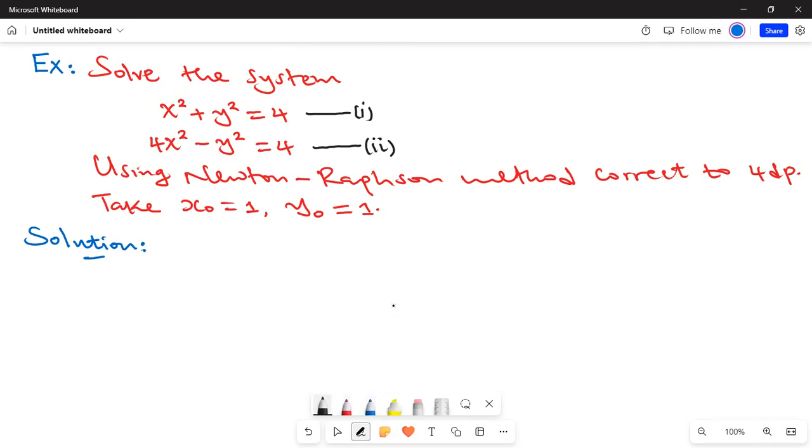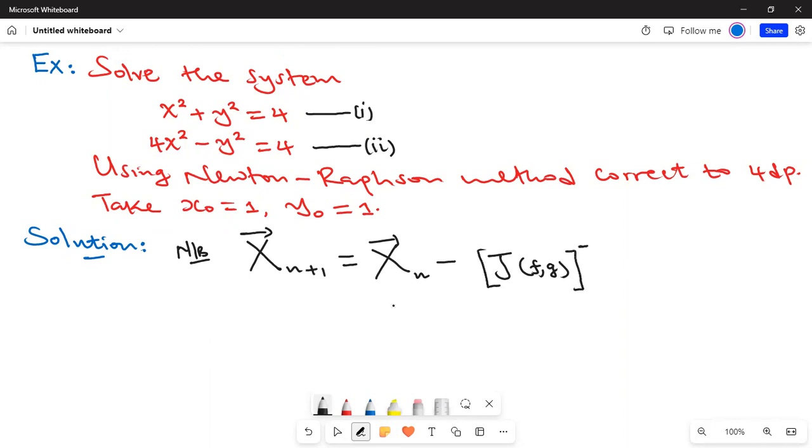Remember now this simultaneous equation. So you need to take note that the Newton-Raphson method is given by x, now it is a vector, n plus 1 is equal to x n minus the Jacobian matrix of f and g, and this is inverse, times f vector of xn. Of course, xn is a vector. So I'll just write f of the vector xn.